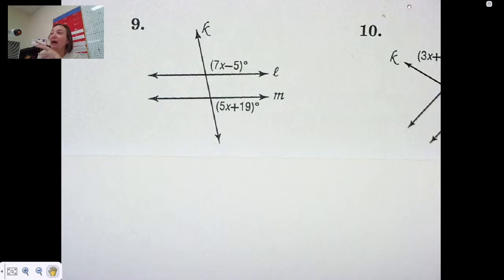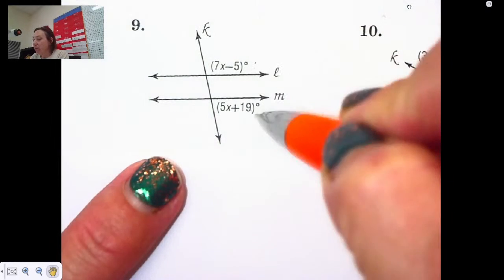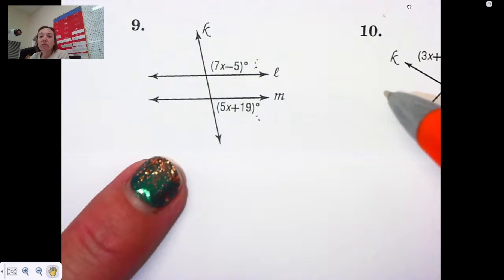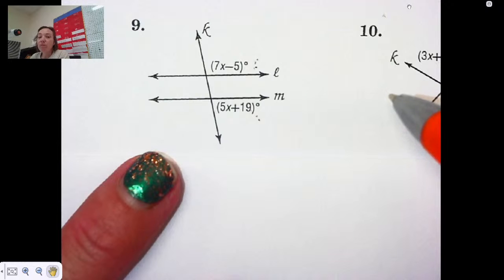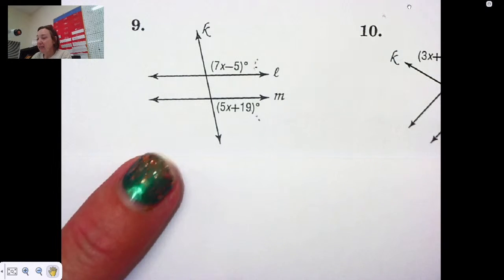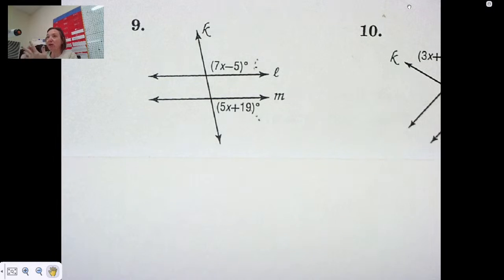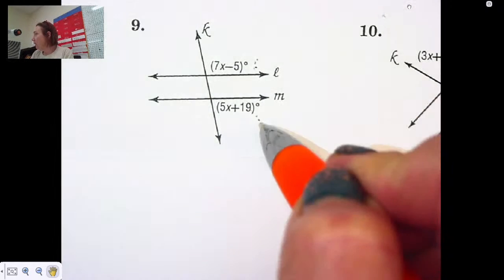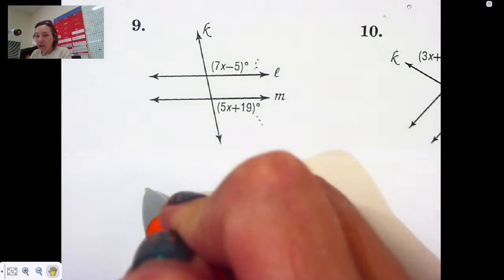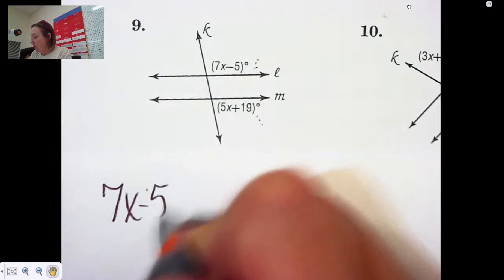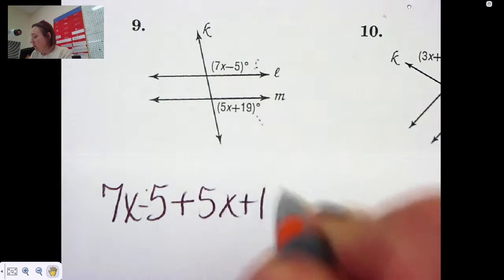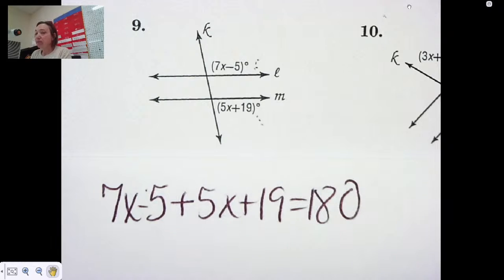Okay, let's talk about where it comes from, okay? What do we know about these two? They are supplementary. They are alternate or same side exterior. Anytime you have same side, whether it's same side interior or same side exterior, that means supplementary. Same side, supplementary. So we know that they're supplementary, which means if we write up an equation for them, it has to be this one plus this one equals 180 degrees, right?